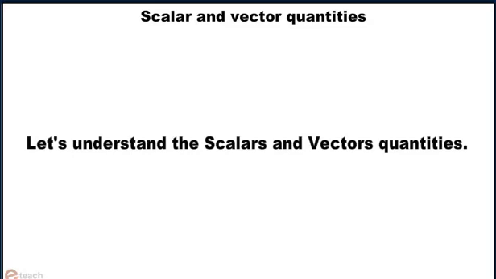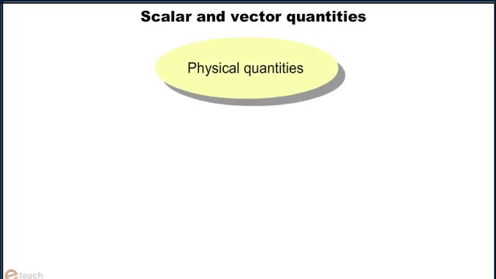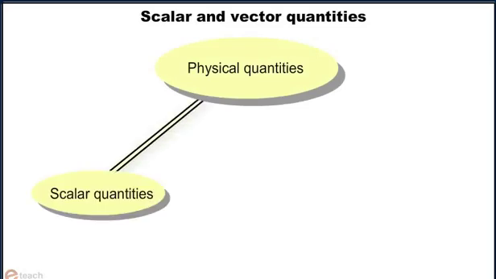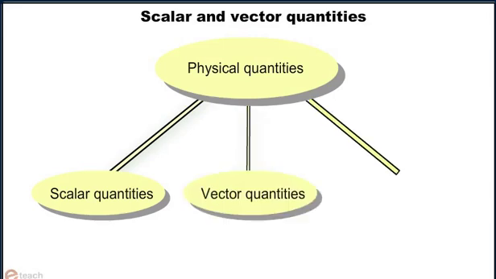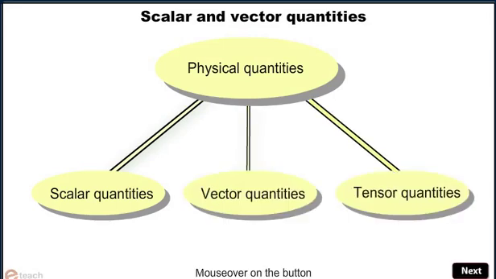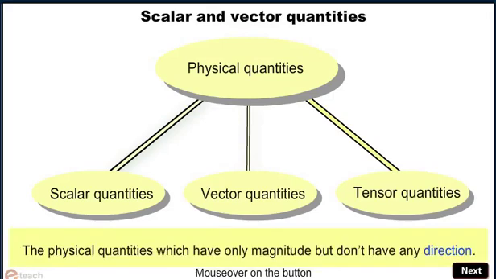Let's understand the scalar and vector quantities. Physical quantities are categorized into three parts: scalar quantities, vector quantities, and tensor quantities. Scalar quantities are the physical quantities which have only magnitude but don't have any direction.